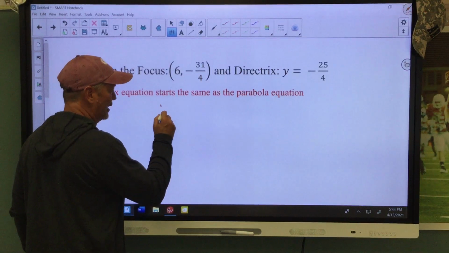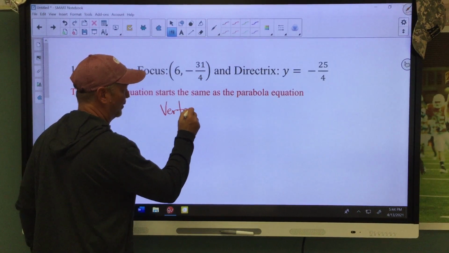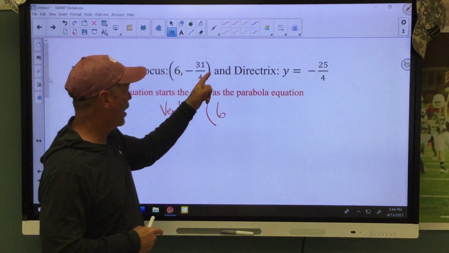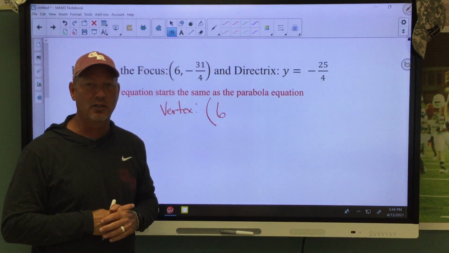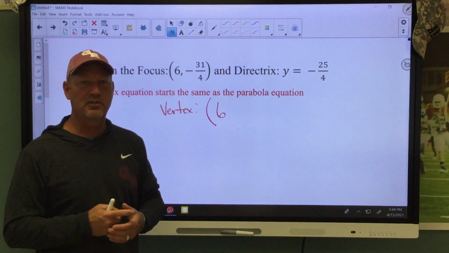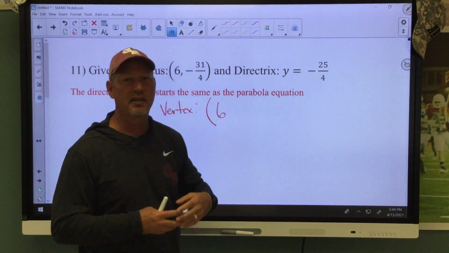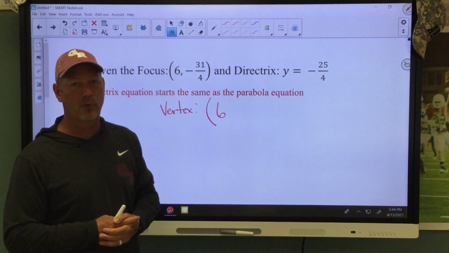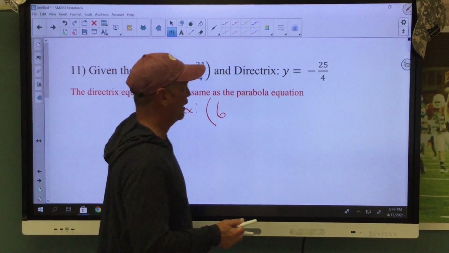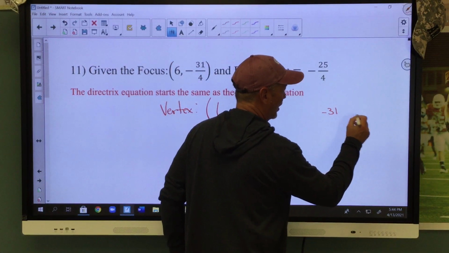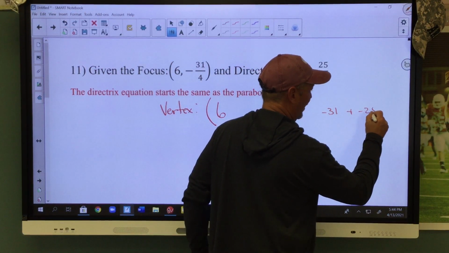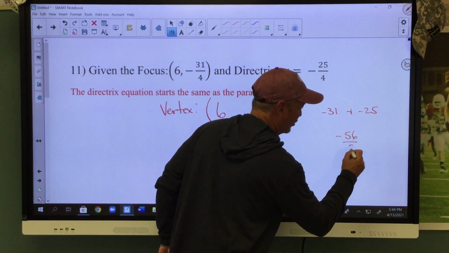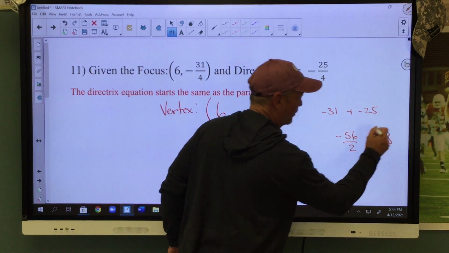So we're going to say my vertex has to have an x value of 6 because the y values are changing. We need to find what's in between those, what's in the middle. There's two ways to do this. You can find out how far apart they are and then divide by 2. Or you can add them together and divide by 2 to find the midpoint. Most people were taught they could say negative 31 plus a negative 25 is going to give us a negative 56 divided by 2 equals a negative 28.